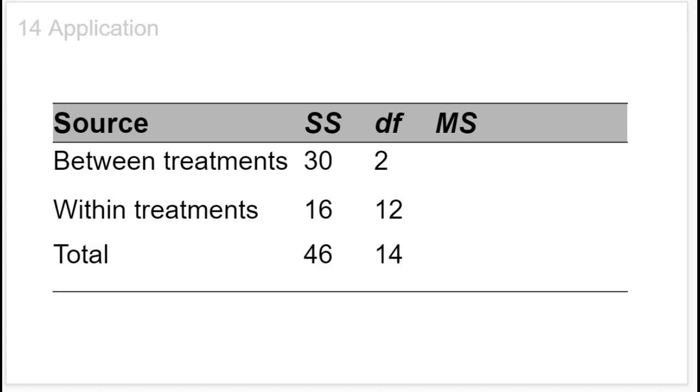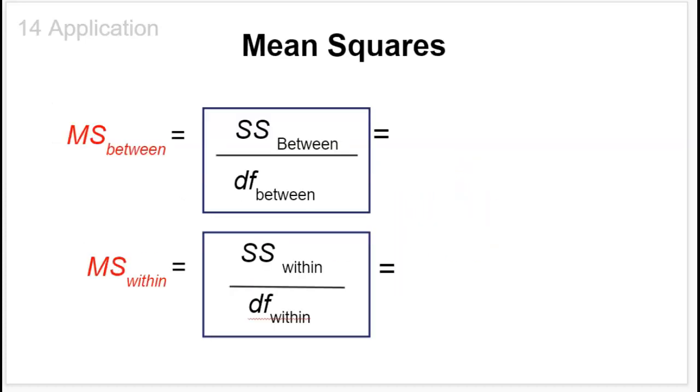Again, for each one of these, we're moving towards this area. We're going to have a value for mean squares between and a value for our mean squares within. And we're using these formulas. So go ahead and take a moment to do those calculations. So let's see how we did.